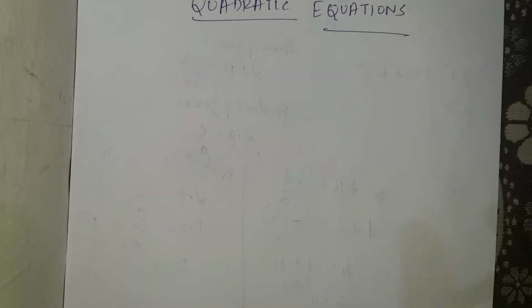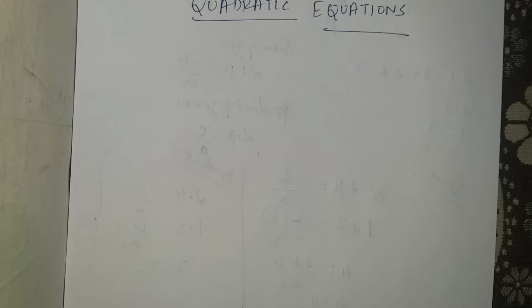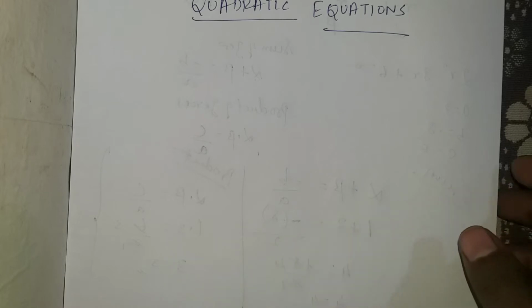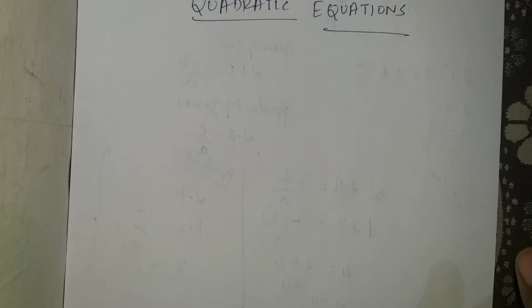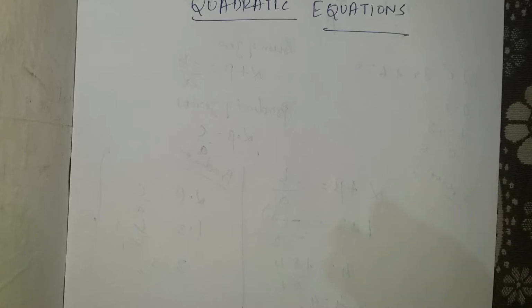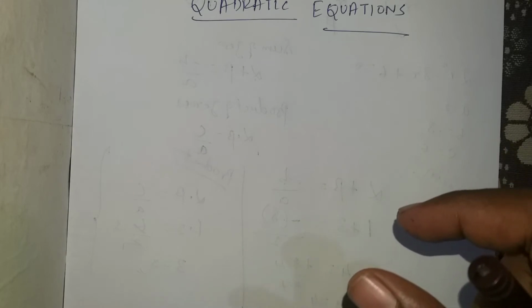Hello students, in today's class we discuss quadratic equations. It's a very easy topic, you can score more than 5 to 6 marks in this chapter. You know in polynomials I told you about quadratic polynomials, right? The degree should be 2. Same thing here also. A quadratic equation is nothing but an equation whose degree, the highest power, should be 2. Such equations are called quadratic equations.